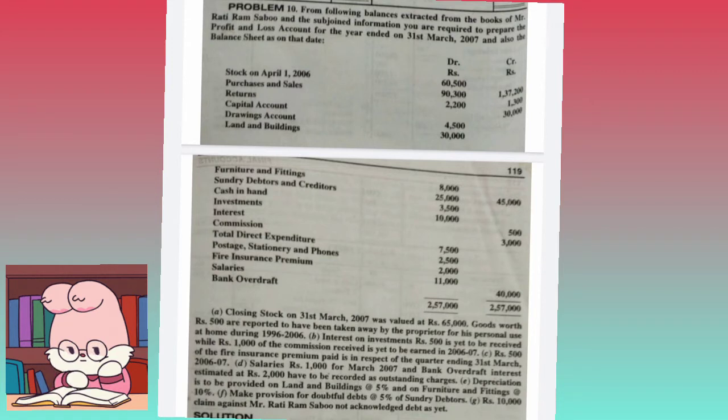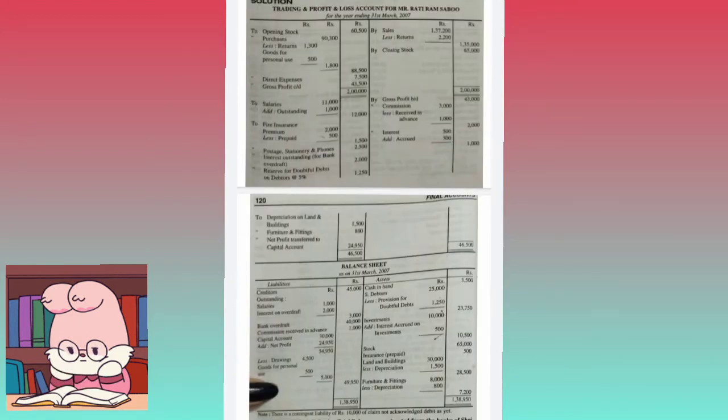that we will not take this amount of 10,000 either in the trading or profit and loss account or in the balance sheet. We will nowhere take this claim amount. We will show it as a footnote to the balance sheet. It is a note point to the balance sheet, that's it. Okay, we will not account this because it is a claim against the owner and he did not acknowledge it as a debt.